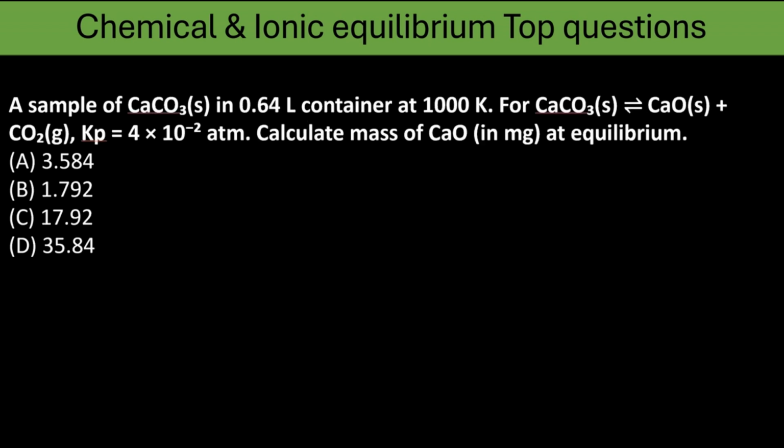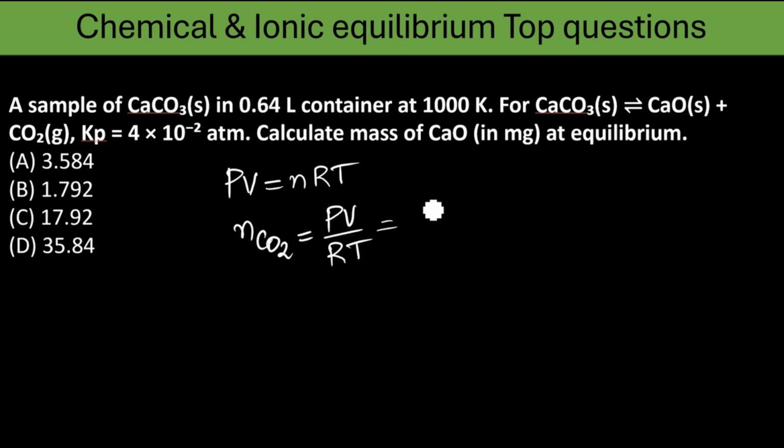is equal to 2.25. Next: calcium carbonate in a 0.64 liter container at 1000 Kelvin. Calcium carbonate goes to calcium oxide plus CO2, Kp is given, and calculate the mass of calcium oxide at equilibrium. Okay, so the reaction is also given. Let's calculate the moles of CO2. For calculating moles of CO2, just use the ideal gas equation, PV is equal to nRT. So n of CO2 is equal to PV by RT.